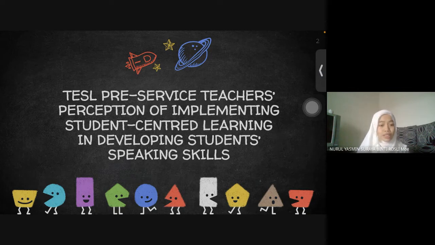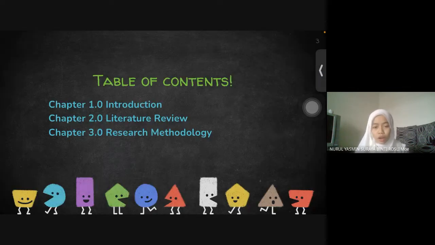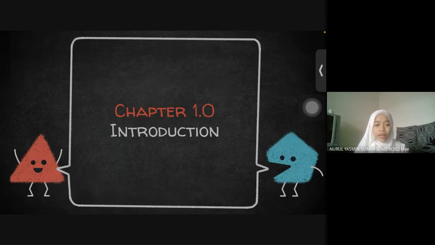Alright, so let's go into the introduction. Before that, we are going to look at the table of contents. This presentation of the research proposal consists of 3 chapters, which is the first one, Chapter 1, Introduction, Chapter 2, Literature Review, and Chapter 3, Research Methodology. Alright, let's look at the first one, which is Chapter 1.0, Introduction.